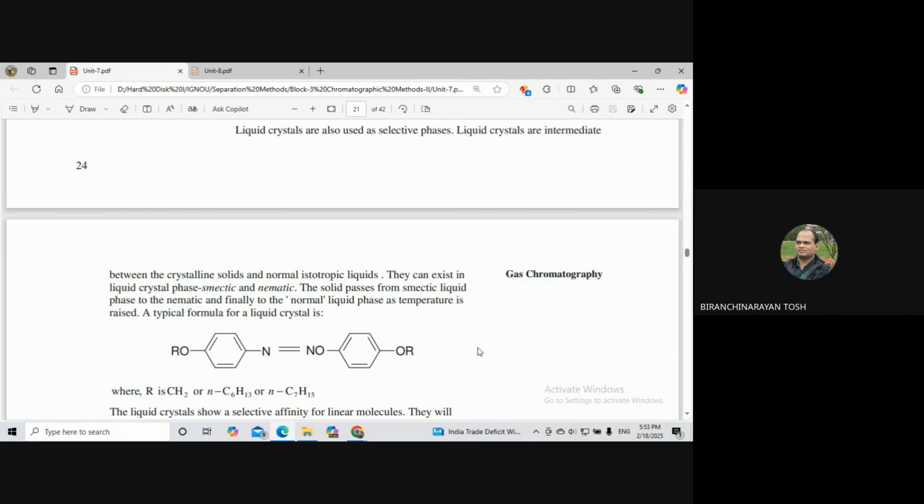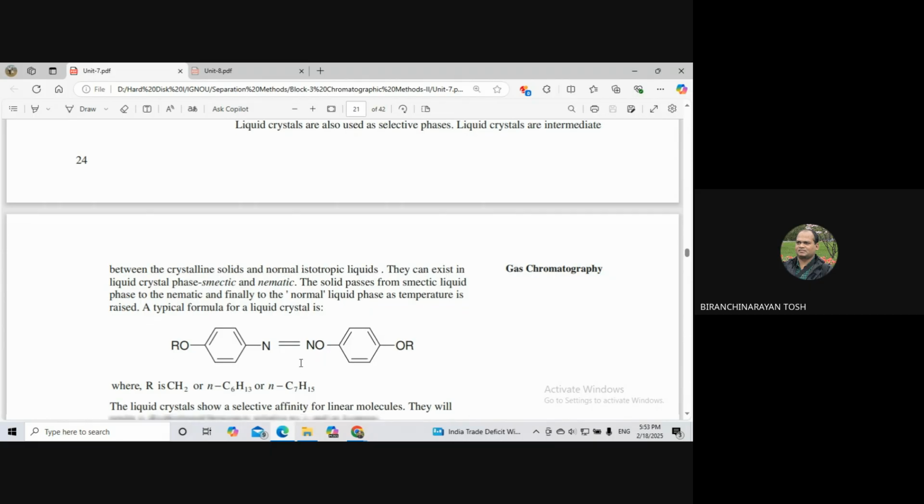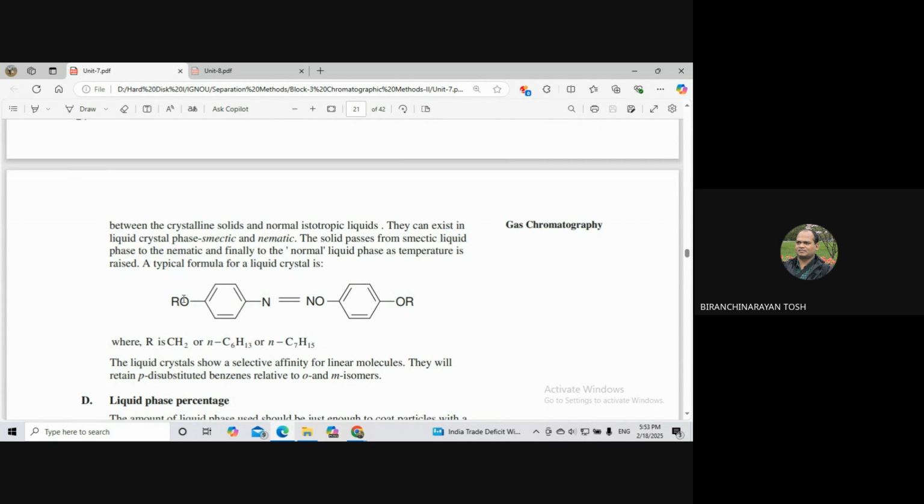A typical formula for a liquid crystal is this one, where R may be CH3, or a C6H13 alkyl group, or normal C7H15. It may be a methyl, hexyl, or heptyl group. R is an alkyl group, maybe n-hexyl or n-heptyl.